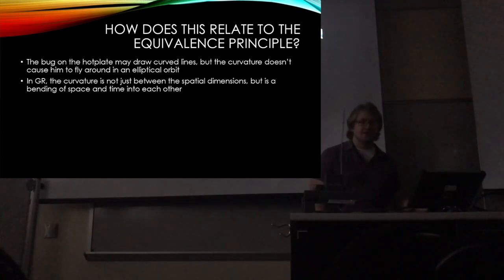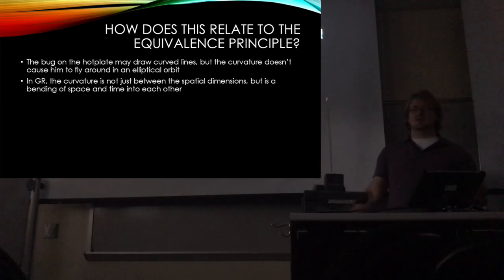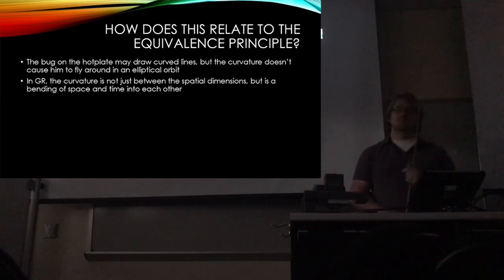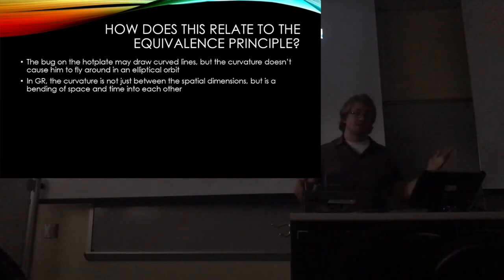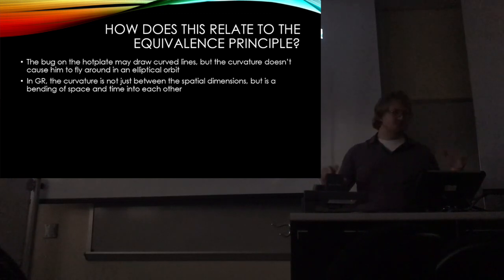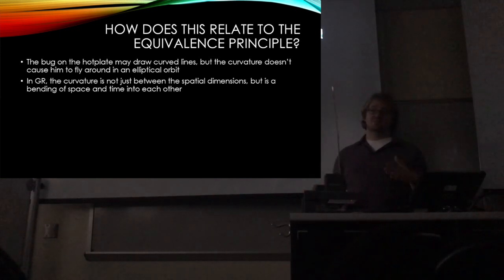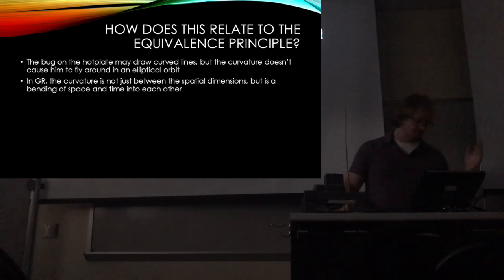Okay, how does this all relate to Einstein's equivalence principle, right? So we talked about a bug on a hot plate, and he may draw curved lines, but he's not flying through an elliptical orbit when he thinks he's just standing there, right? Remember, the equivalence principle was trying to point out how an accelerating frame in space is the same as not moving and being in a gravitational field. Those are actually the same thing in some weird way. And the reason that the bug doesn't exhibit that property is because the hot plate that we're talking about was strictly bending space into space. And in GR, you also bend space and time into each other. It's not just between the spatial dimensions. And that opens a whole other bag of worms.